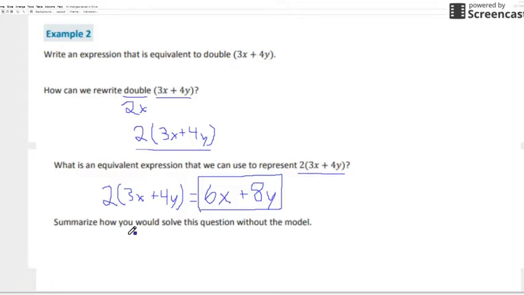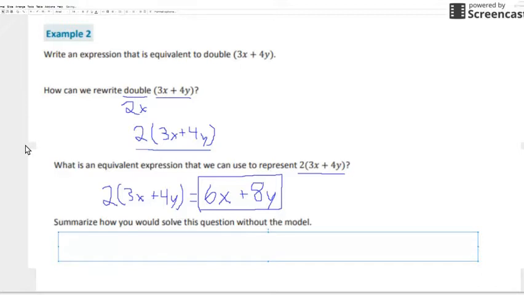Here it says summarize how you would solve this question without a model. Well, we just did it. I skipped the model portion of this. As you can see, you have quite a bit more information between these two questions. I skipped the modeling portion and just went through the process. We did the model before, and I didn't see a reason to do it again. So what did we do? We simply multiplied the outside number.